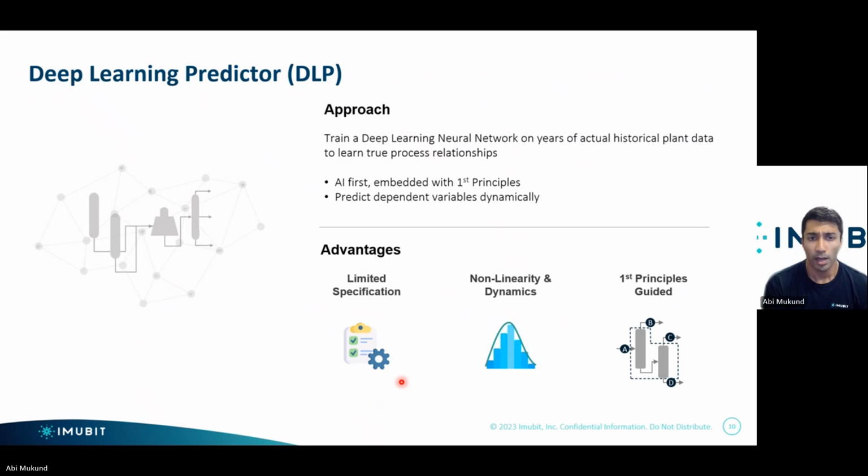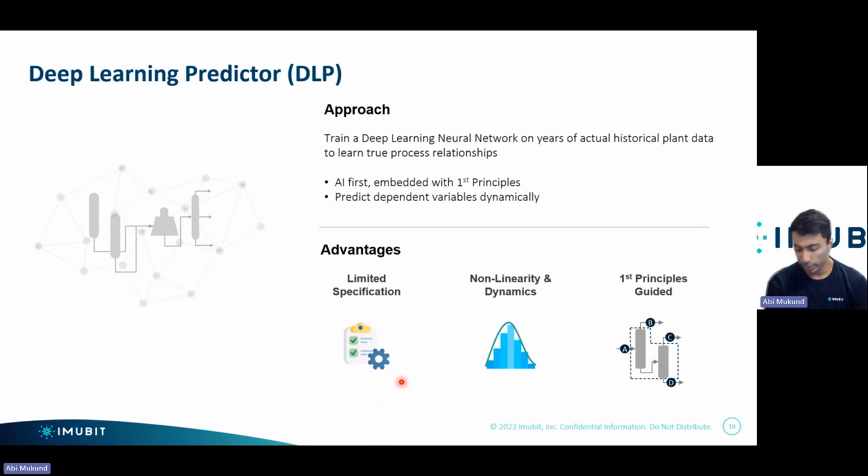Okay. On a more technical level, what's actually happening when you're training the deep learning predictor is that the neural network is graded on how well it can predict dependent variables dynamically. Okay, and we'll touch a little bit more on that as we move through this presentation.